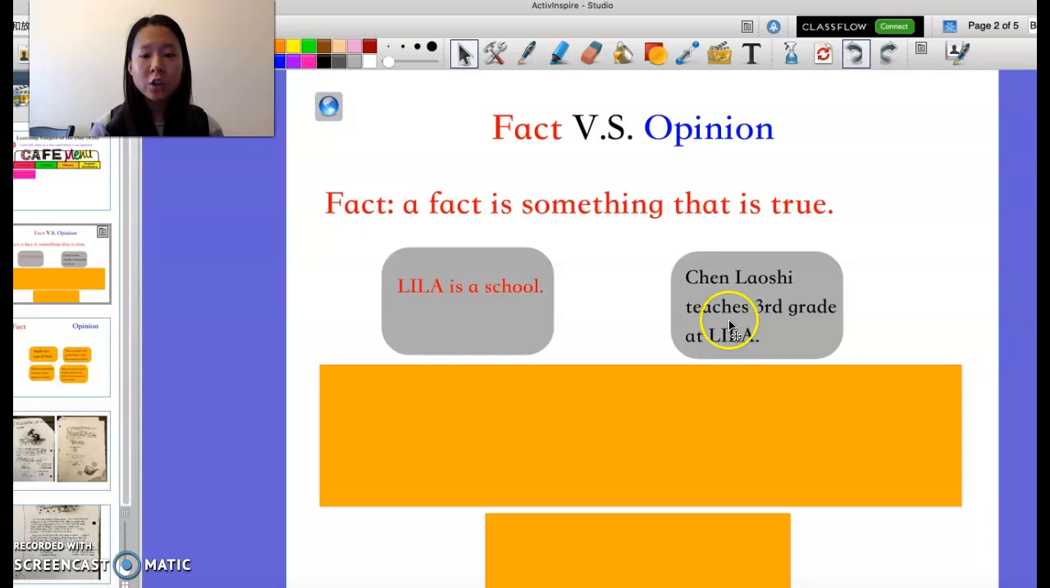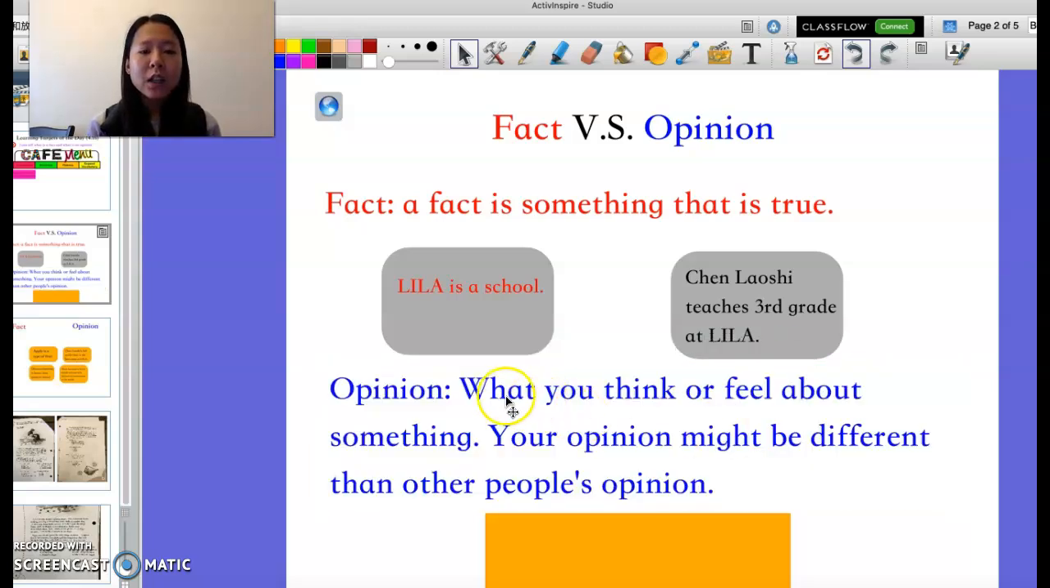And Chen Laoshi teaches 3rd grade at Lila. That is also a fact. So because they're both true. And you can prove these two. So you can actually go to Lila to see if it's a school. And you can go check to see if Chen Laoshi actually teaches 3rd grade at Lila. So they're both facts.